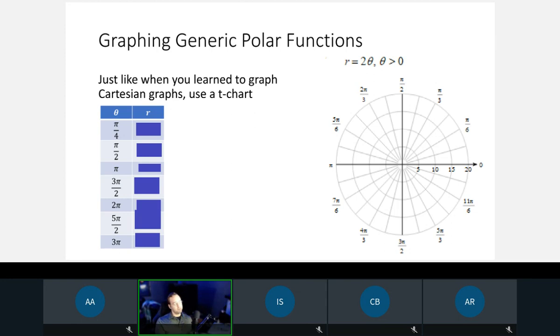Okay, so graphing a polar function. In this case, I'm giving you the equation r equals 2 theta, and the restriction is that your angle theta must be greater than 0. Just like when you learned to graph functions, in 5th grade or 6th grade, I don't remember, it's been so long, you make a t-chart. Well, it's the same thing here. You're going to make a t-chart.